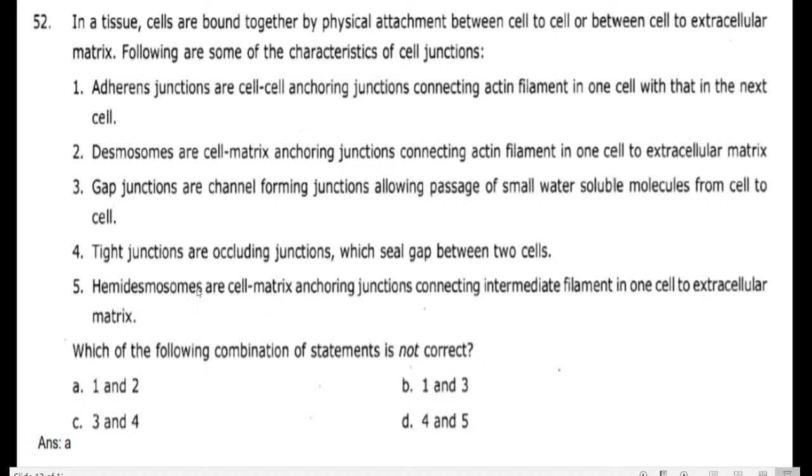These statements combined, some of the statements are wrong. Like here, 1 and 2 are comparing two statements, and while comparing the two statements, the combination is not a correct one. Okay, these are some of the important questions about Unit 4.